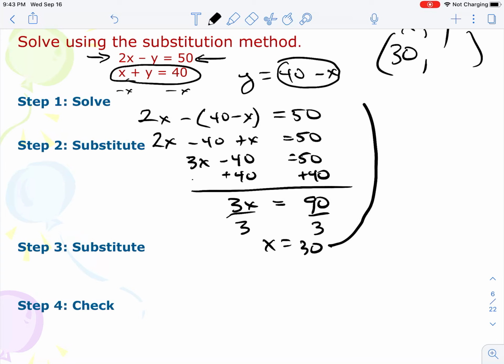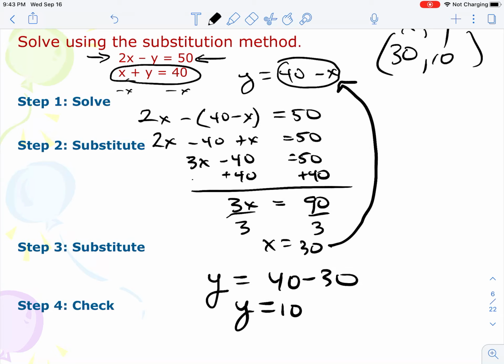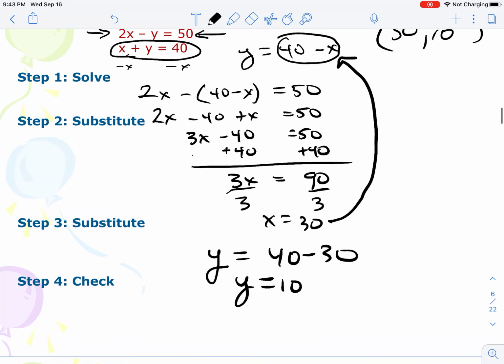Then I take that and substitute it back in. The easiest thing to do is substitute it into this, because Y equals 40 minus 30. That means Y equals 10. Now, a check real quick: is 2 times 30 minus 10 equal to 50? 2 times 30 is 60, minus 10 equals 50. Yes, that's true.